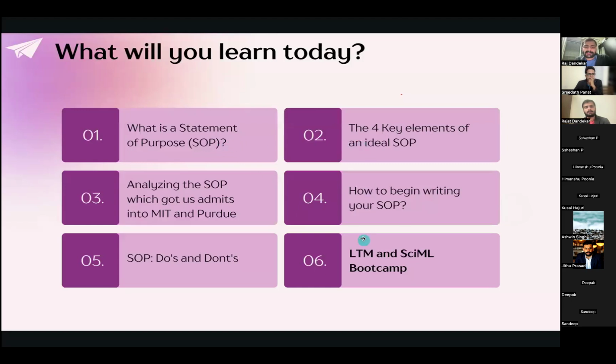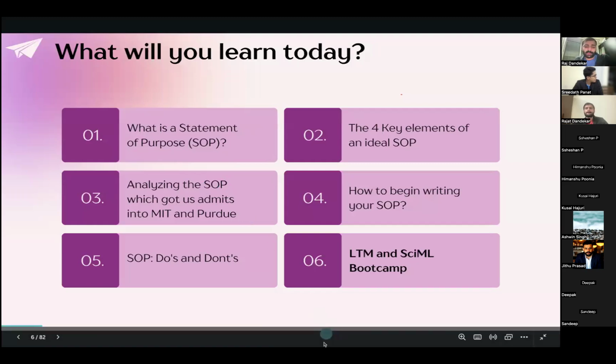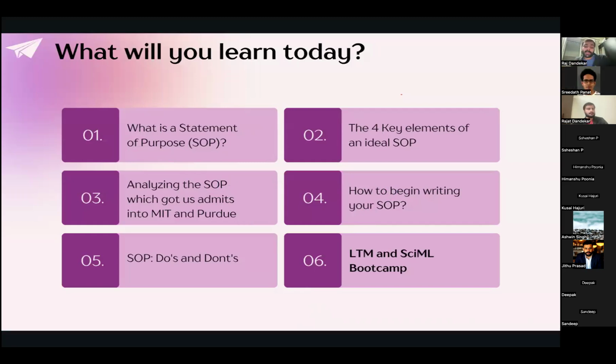There will be 6 different aspects in today's workshop. We'll start with what is an SOP, then the 4 key elements which make an ideal SOP. Then we will show you the SOPs which got us admits at these top universities. And then we will give you insights as to how you can begin writing your own SOP. And finally, we'll talk a bit about the SciML bootcamp.